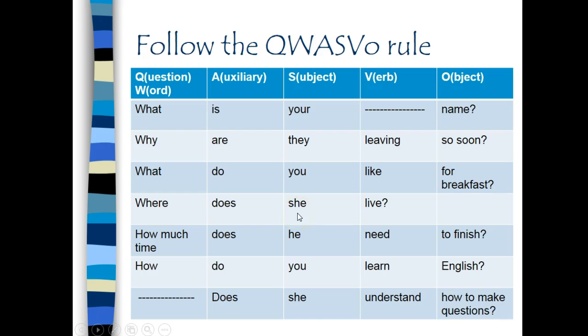In the next one, where does she live? Remember that with the subject he, she, or it, when I conjugate my verb, I need an S on it. So I'm going to transfer the S and put it on my auxiliary. Where does she live? How much time does he need to finish? How do you learn English? Does she understand how to make questions?